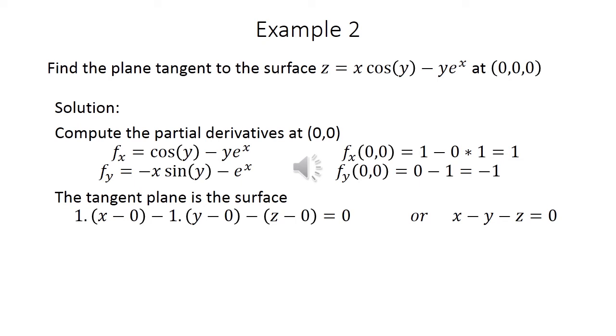Substituting into the tangent plane function, we get the surface as follows: 1 times x minus 0, minus 1 times y minus 0, minus z minus 0 equals 0, or we get x minus y minus z equals 0.